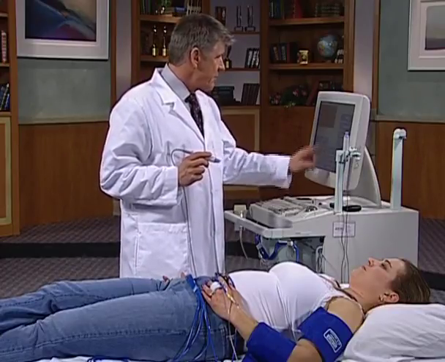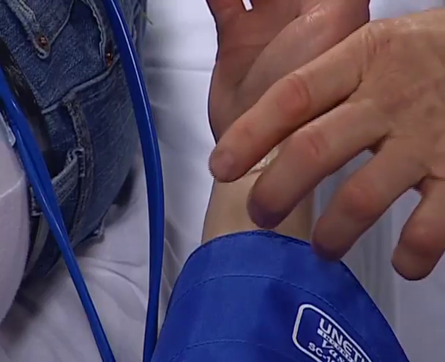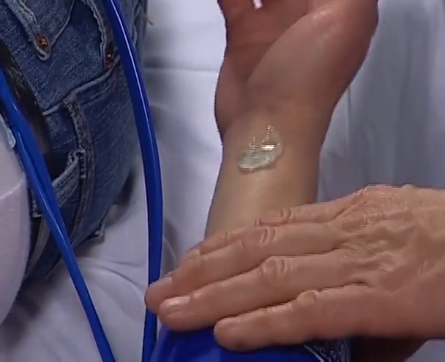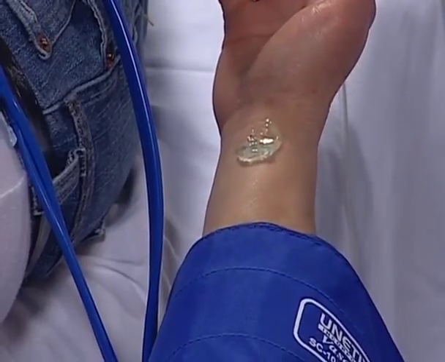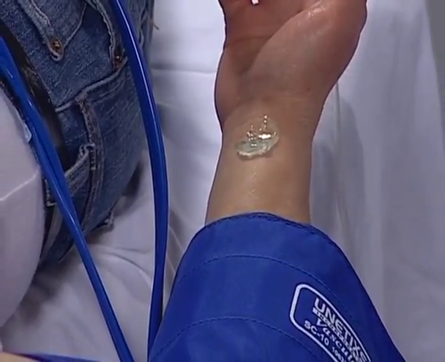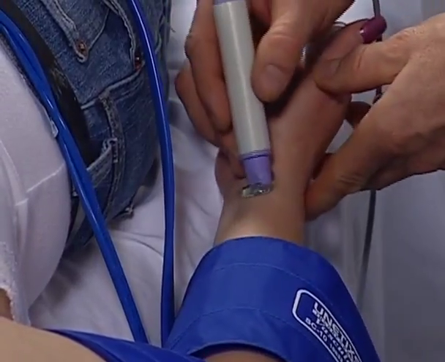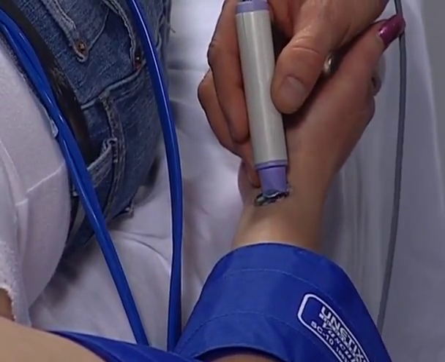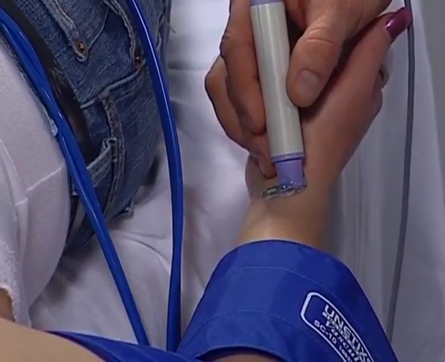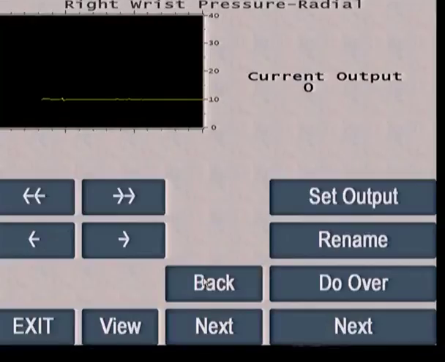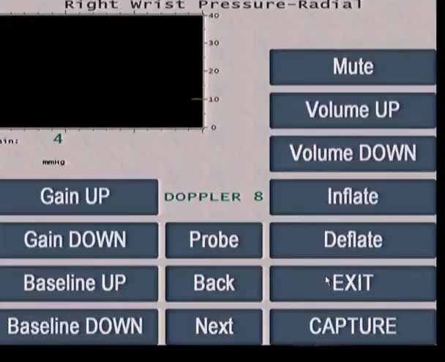Just going to back up. Normally when we have a cuff on the wrist, actually I think we can do this probably using the cuff that's on the forearm. We can acquire a radial pressure as well as an ulnar pressure. So I think we can go ahead and demonstrate that. I'll just go back one here and do a do-over.